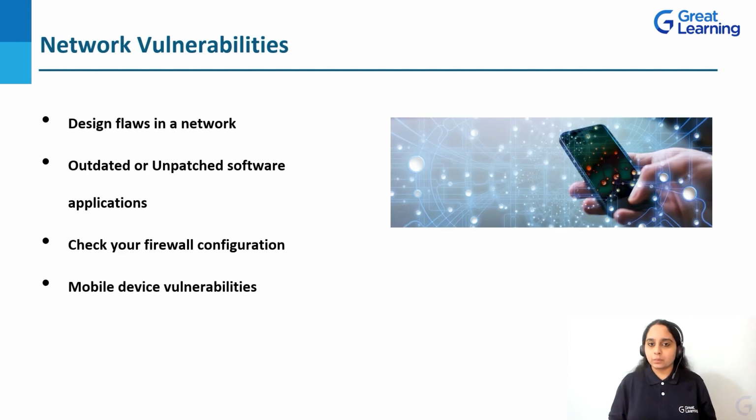Design flaws in a network. It's important to verify the design of a network at the initial stage because design flaws will affect the overall security of the organization. Outdated or unpatched software applications. It's very essential to update the software applications regularly. It's also essential to educate and train the employees about the network vulnerabilities. Check your firewall configuration. Ensure that the firewall configuration is always the latest version.